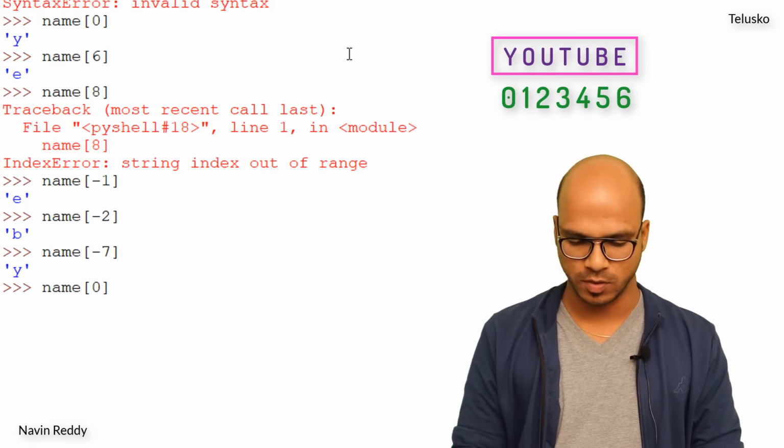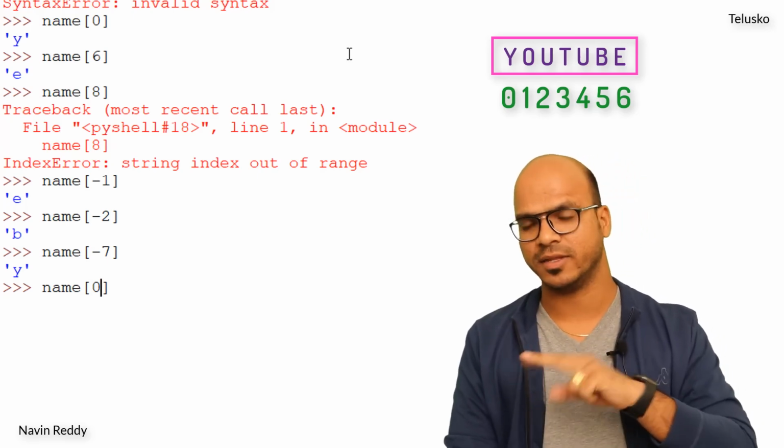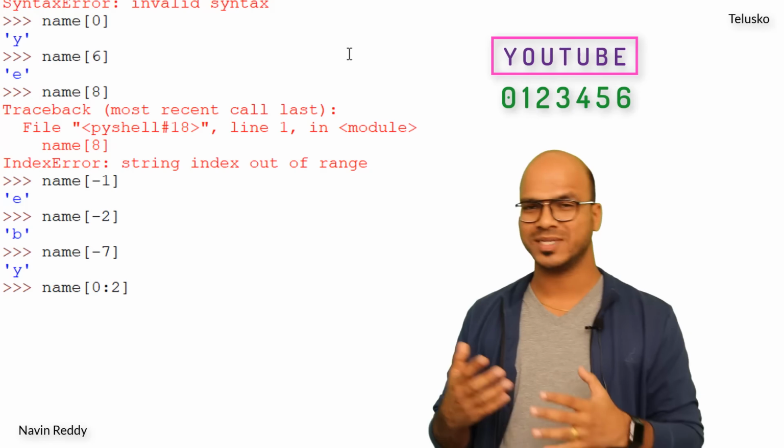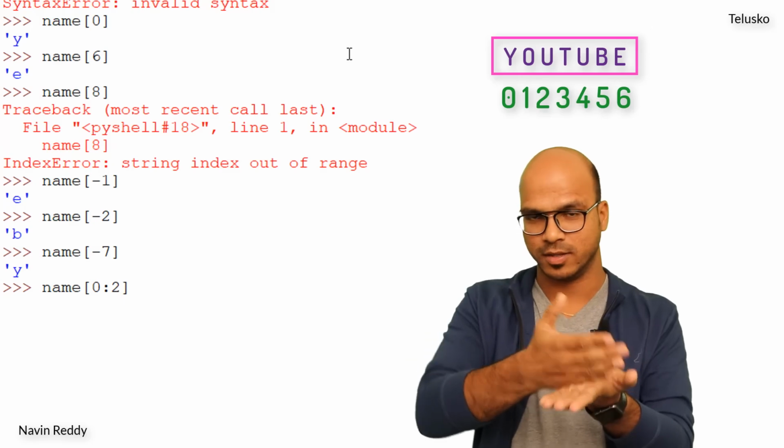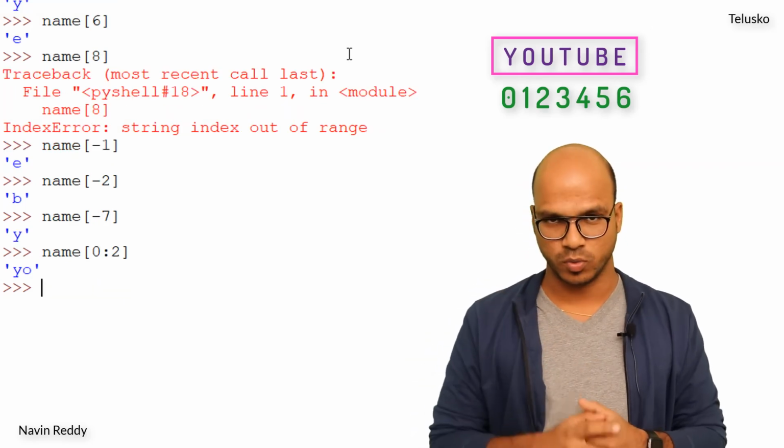Of course, we want to print 0, the first character and the second character, right? That means we will give 2. Now this 2 doesn't mean number of characters, it means the ending. So I want to start with 0 and 1. So first 2 characters. And you can see we got Yo.